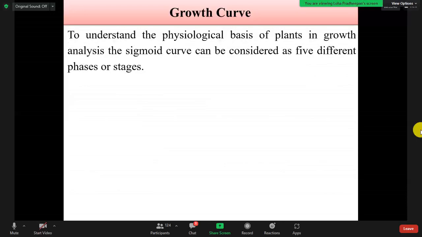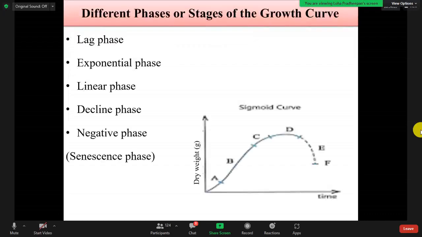To understand the physiological basis of the plants in the growth analysis, we can further divide this sigmoidal S-shaped graph into 5 phases. I will take that in the next class: lag phase, exponential phase, linear phase, decline phase, and negative phase. I will take that in the next class.